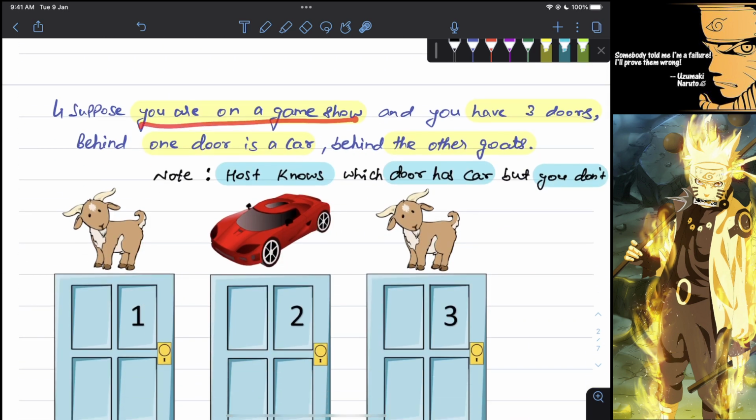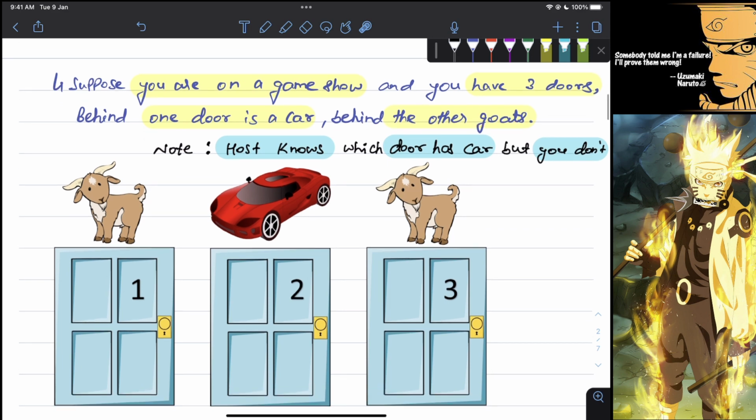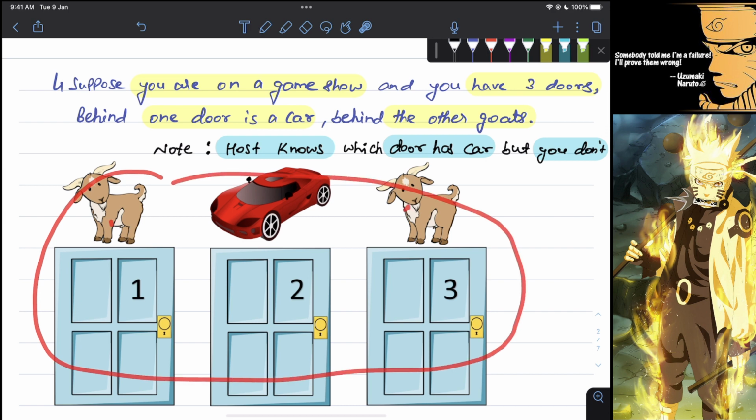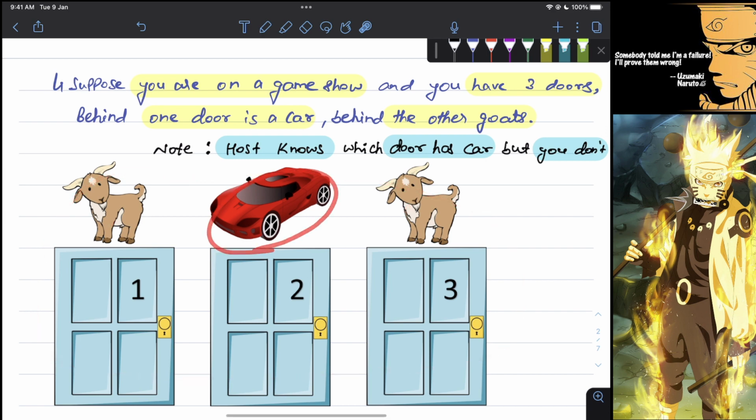Suppose you are on a game show, you are the contestant, right? And you have three doors in front of you. Behind one door is a car. Let's go with Ferrari, right? And behind the other two, goats. So let's say you have these three doors, and one has this Ferrari car.